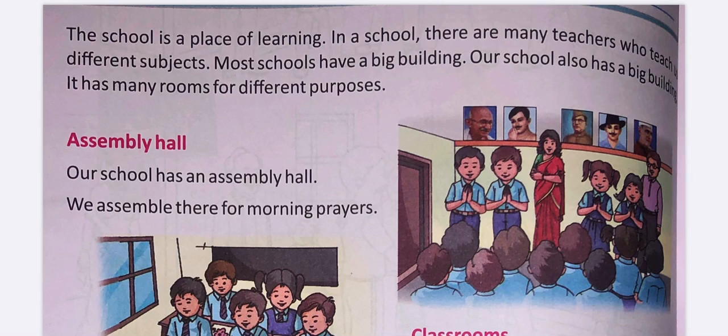The first is the assembly hall. Our school has an assembly hall. We assemble there for morning prayers. Now, those who are old to the school know where we do our morning prayers. We have a ground there that is called the assembly hall, and we offer the morning prayers in the ground. So that area is our assembly hall.